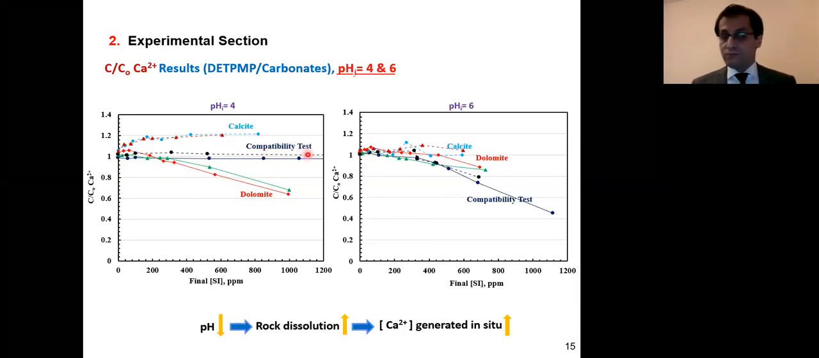On the other hand, for the compatibility test, as I mentioned before, at pH 4 there were no changes. However, at pH 6, DETPMP chelates some calcium and magnesium from North Sea water in the absence of carbonates and then precipitates, which confirms the corresponding final pH results and apparent adsorption results. So as pH decreased, rock dissolution increased because of the higher acidity of the solution, and then the calcium generated in situ also increased.